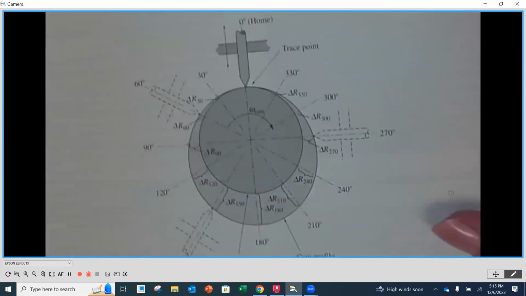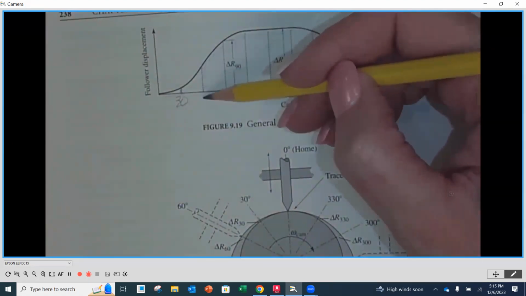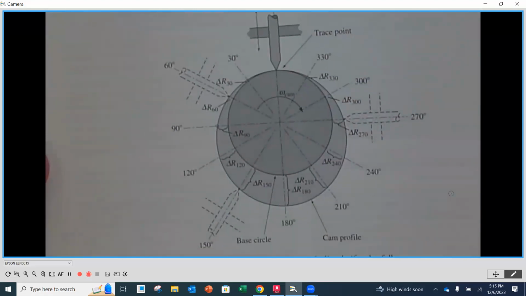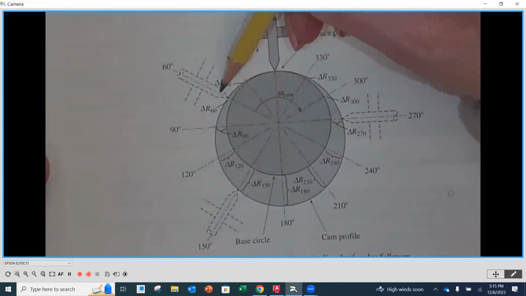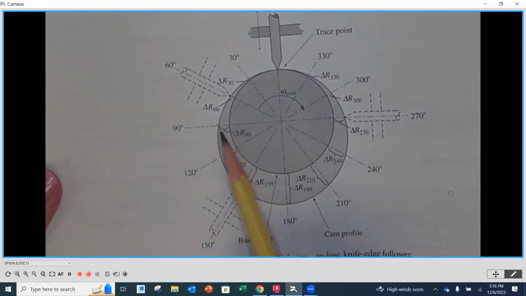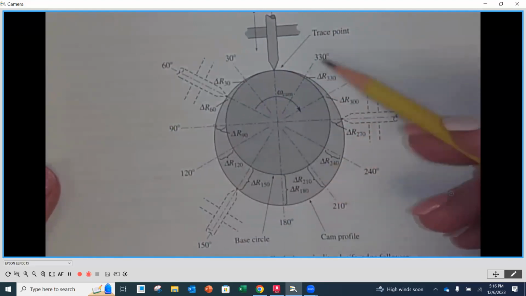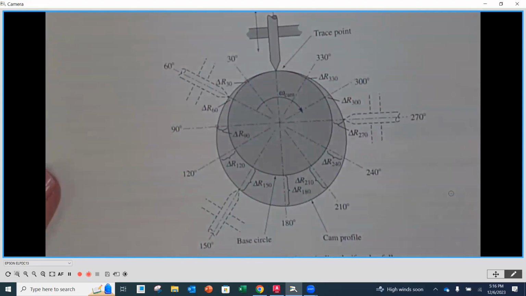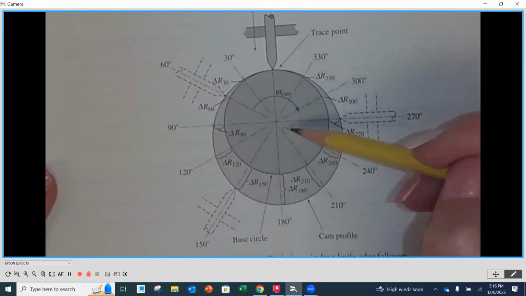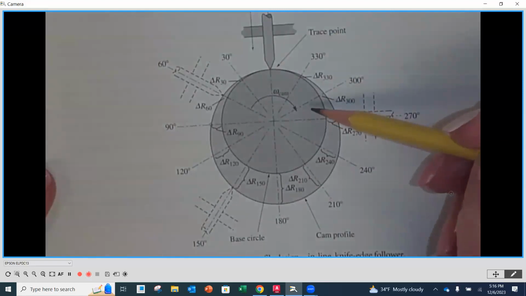Then we're going to go to our 60-degree mark. We're going to find out what this distance is. Here's my delta R60. And then I'm going to take that, and along that line right there, this distance right here will correspond to that value that we measured on the displacement diagram. And we continue to go around until we get all the way back to 360 degrees, or back to our 0. So again, if we're going in a clockwise direction with our cam, our angles are going to be marked off in a counterclockwise direction.